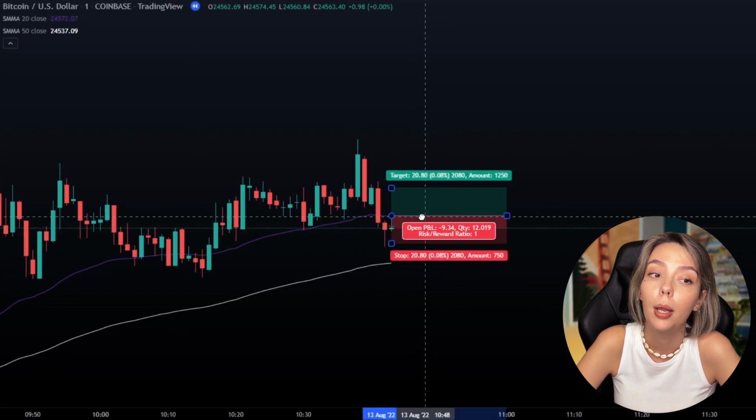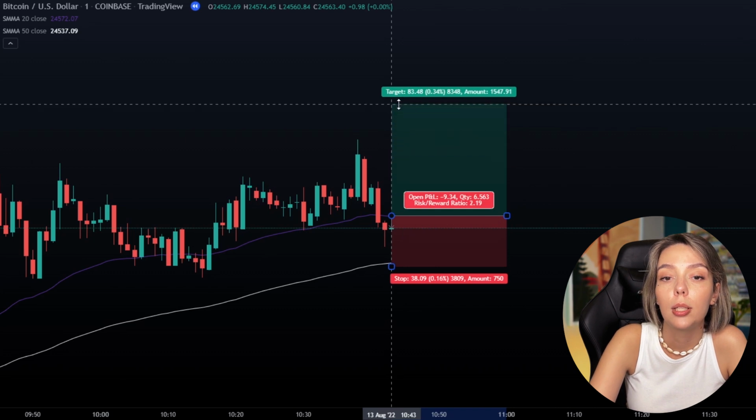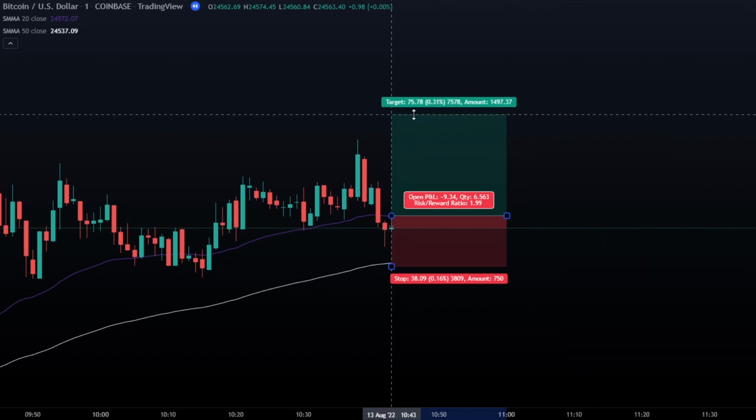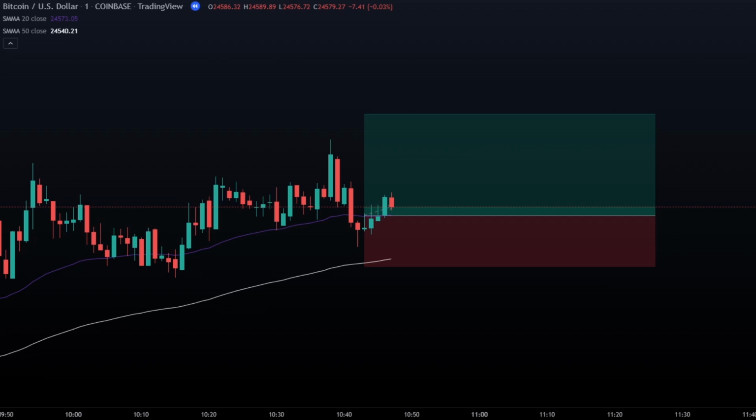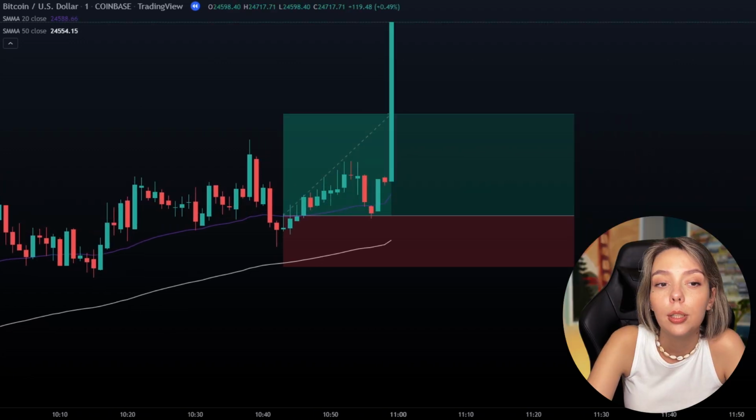I open my buy position and set my stop loss below the 50 smoothed moving average and set my target 2 times higher. As you can see, this position closed profitably in just a few minutes.